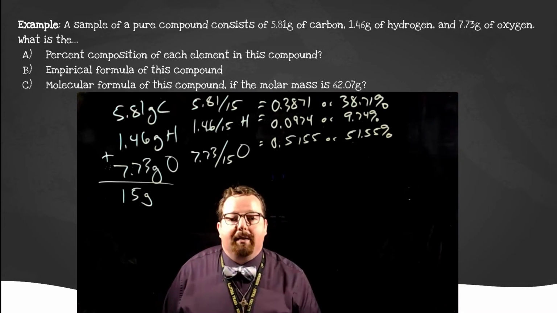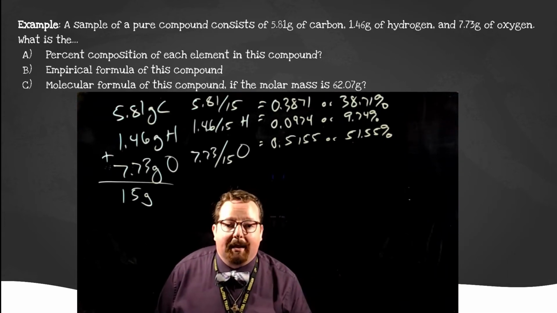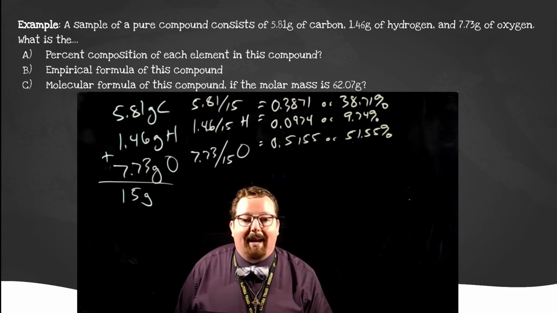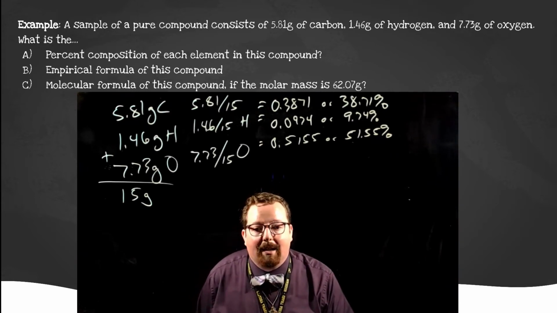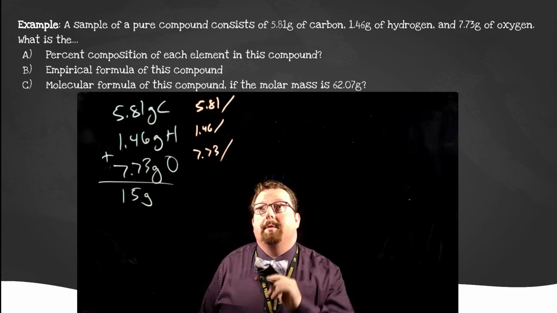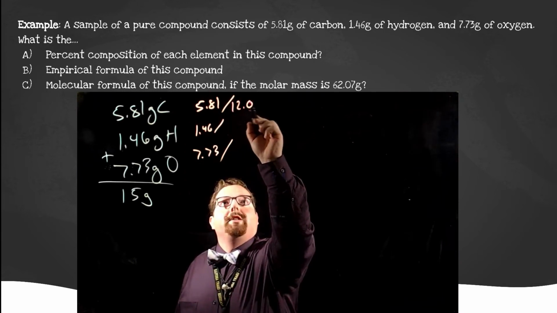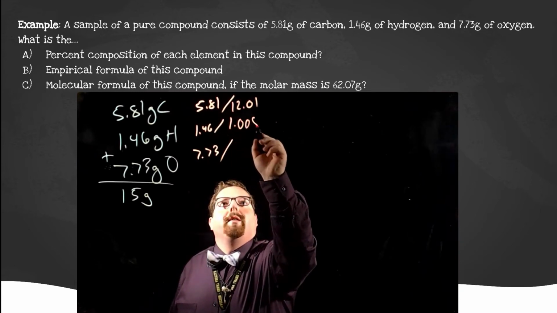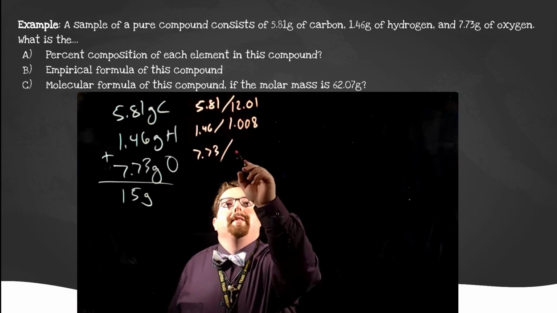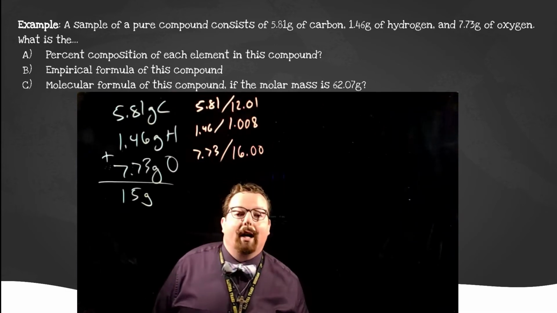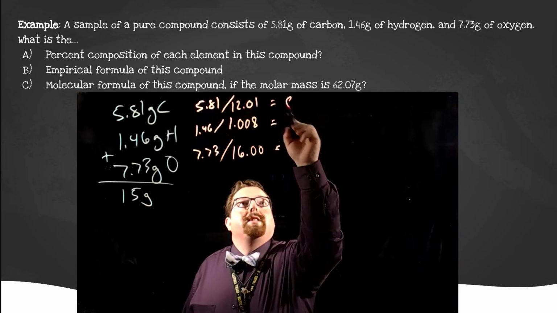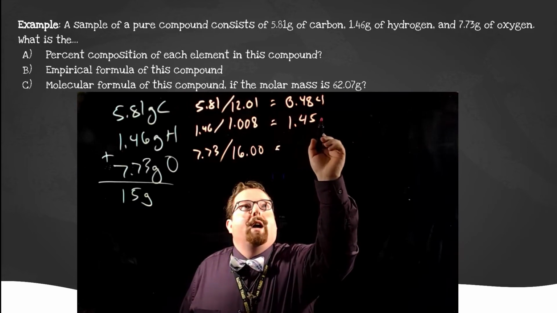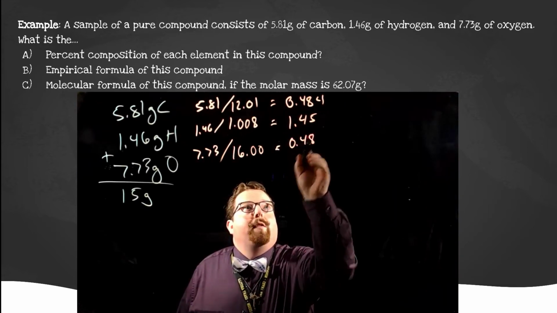There are a couple ways we could do this depending on what your first question was here. If you didn't have to find the percent composition, you could just divide each given mass by the respective element's molar mass to get the molar ratio of each element. This would give us 5.81 divided by 12.01 for carbon, 1.46 divided by 1.008 for hydrogen, and 7.73 divided by 16.00 for oxygen. This will give us molar ratios of 0.484 for carbon, 1.45 for hydrogen, and 0.48 for oxygen.